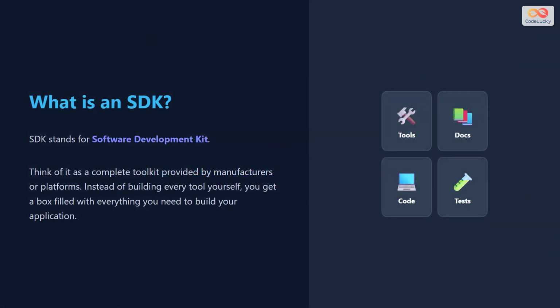First, let's define what an SDK actually is. The acronym stands for Software Development Kit. Think of it as a complete toolbox. Instead of handing you a piece of metal and asking you to build a wrench, the manufacturer gives you a box containing the wrench, the screwdriver, the blueprint, and the instruction manual. It allows you to focus on building your final product rather than the basic tools.